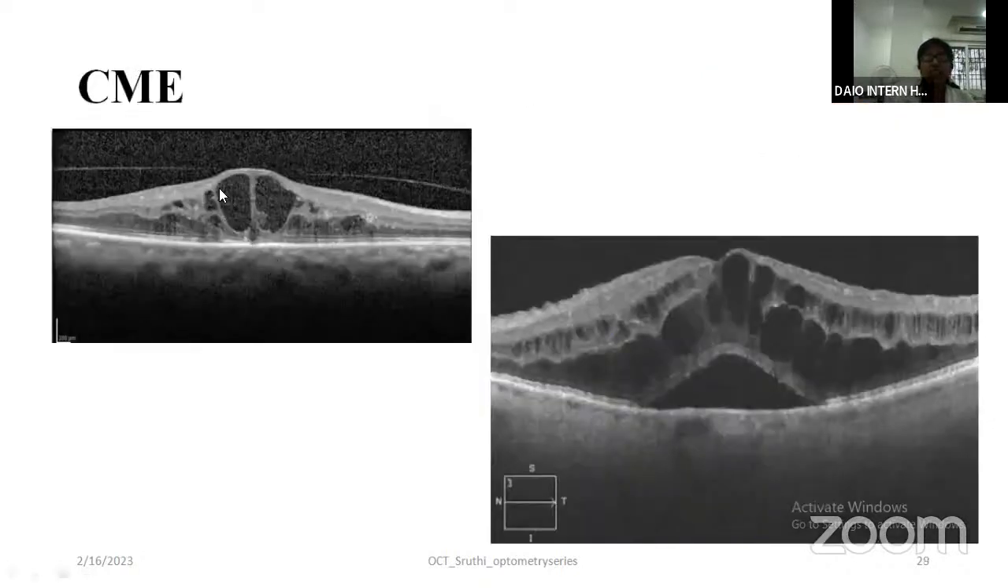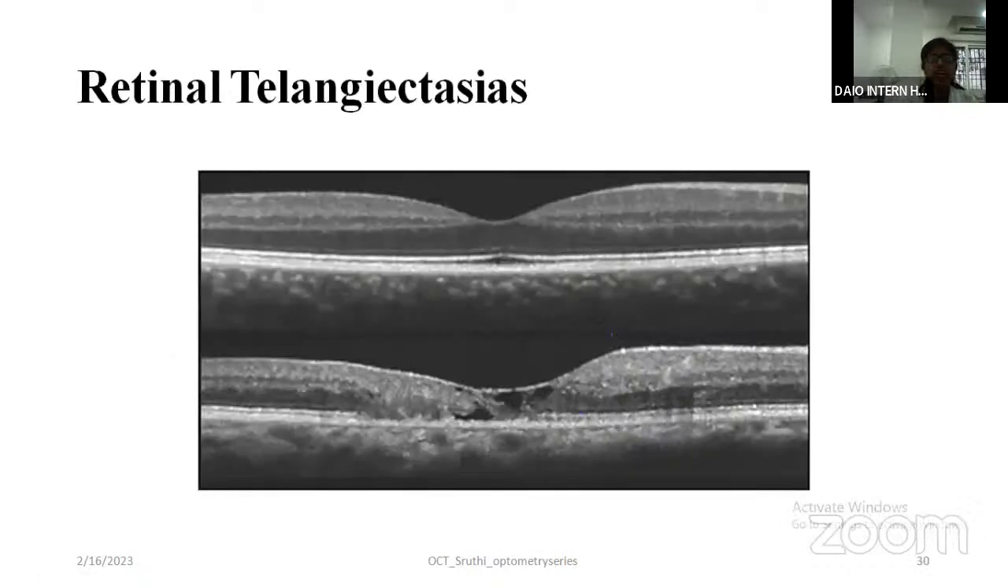The next one is CME. In this cystoid macular edema, you can see edema in the macular region, and there are cystic spaces seen in this image. Retinal telangiectasia. These are hyporeflective spaces seen due to loss of tissue. The ellipsoid zone, the ELM, the outer nuclear layer, and the photoreceptor layers are mostly lost.